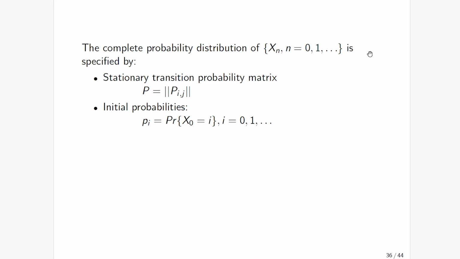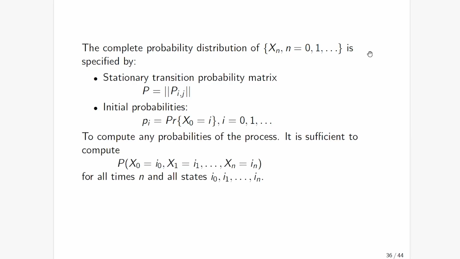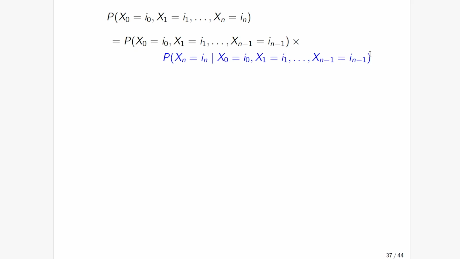To define the probability distribution of the entire process Xn, using this stationary transition probability matrix and initial probabilities, we can compute any probabilities by computing the collection of all such probabilities where we have n steps of the process, or n time points, and states i0 through in. So if we can calculate these probabilities, we will have specified the probability model.